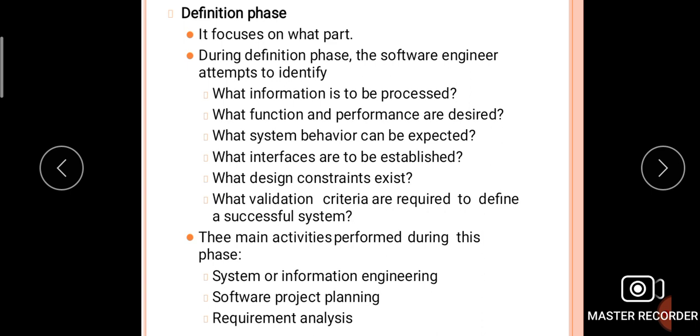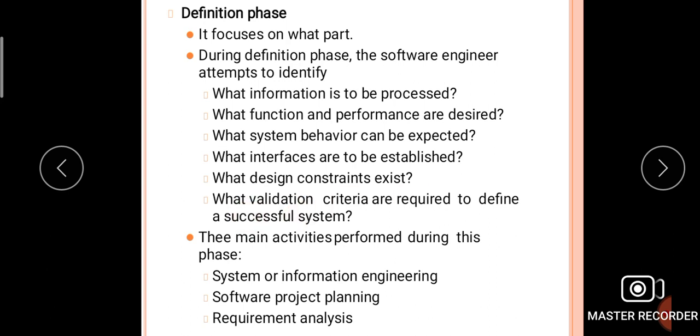So what occurs in our definition phase? What does it focus on? During the definition phase, the software engineer attempts to identify, first of all, what information is to be processed, what function and performance are desired, what system behavior can be expected, what interfaces are to be established, what design constraints exist, and what validation criteria are required to define a successful system.